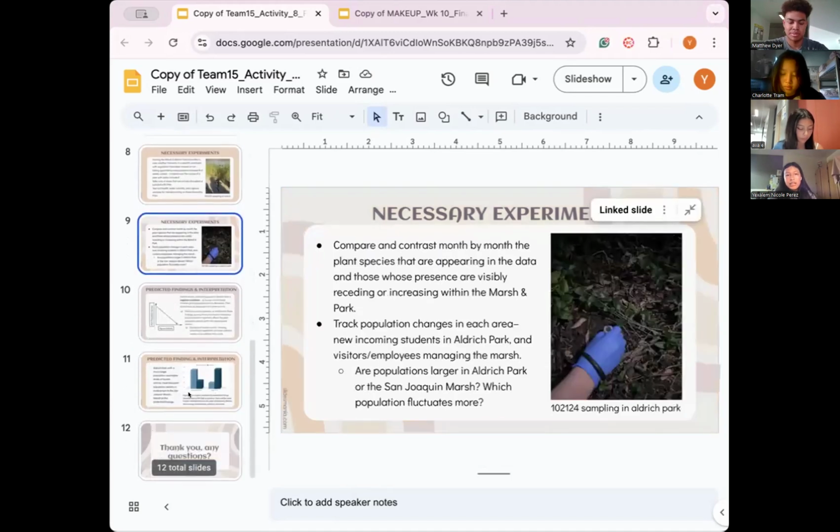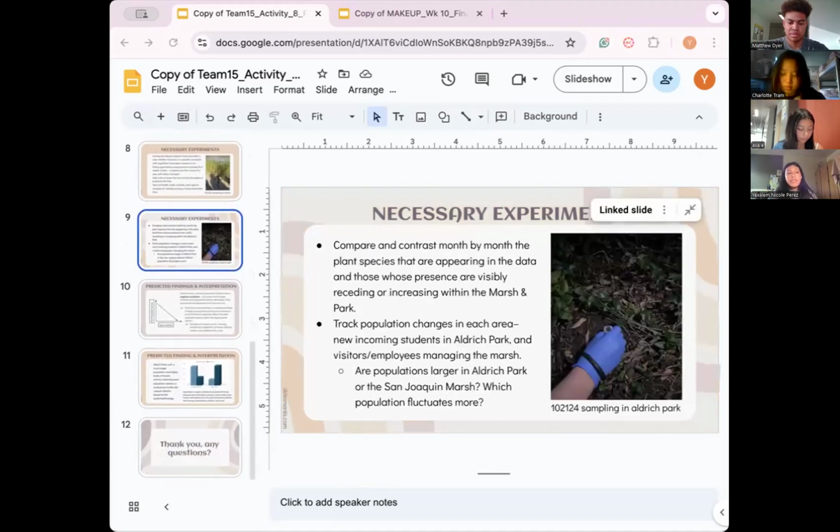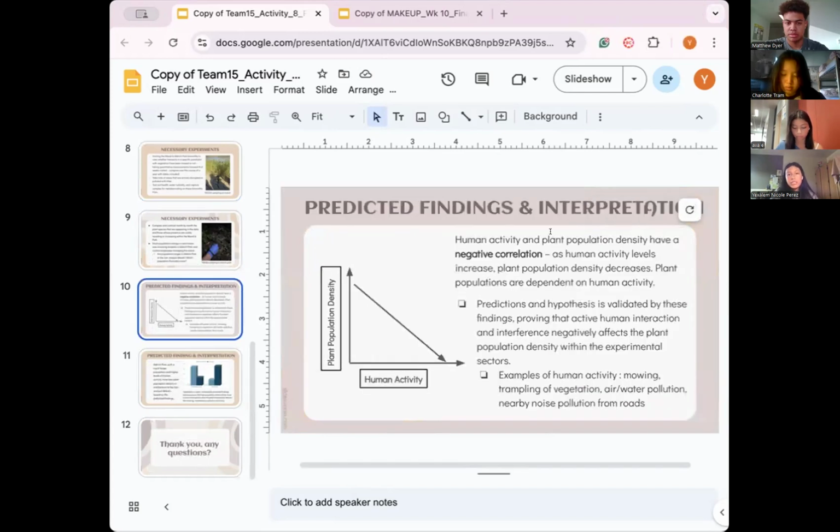And so our next slide here is basically saying to compare monthly plant species data to identify trends in species growth or decline in the marsh and the park, track population changes, including new students in Aldrich Park that are visiting or that are employees at the marsh, and compare population size between Aldrich Park and San Joaquin Marsh. And so the next slide is our predicted findings and interpretations.